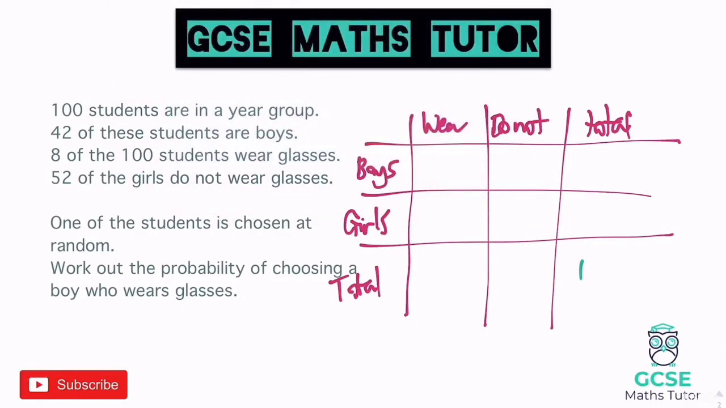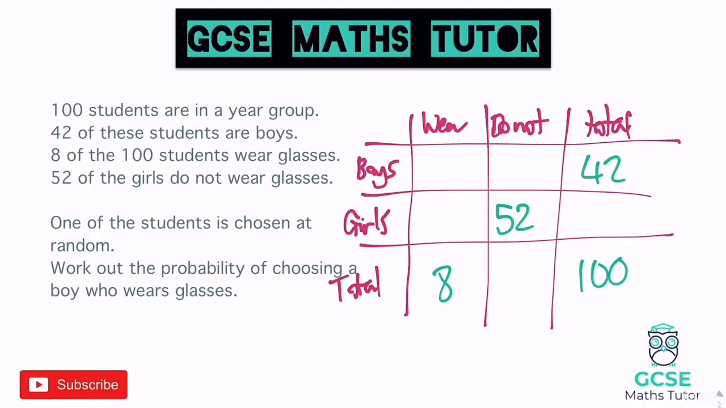We've got 100 students in the year group. 42 of them are boys. 8 out of 100 students wear glasses. So 8 students here wear glasses. And 52 of the girls do not wear glasses. So 52 just here. Now that's everything in the question. We've just got to fill in all the missing numbers now.